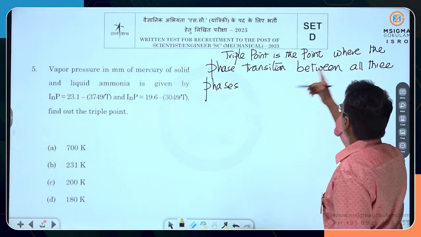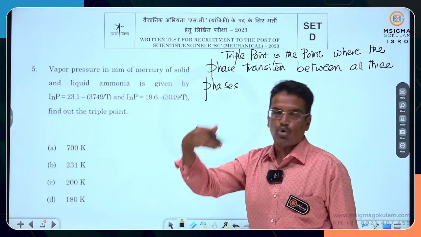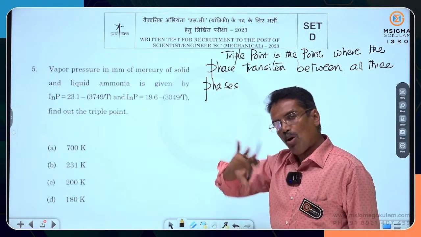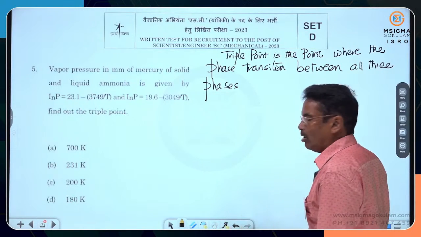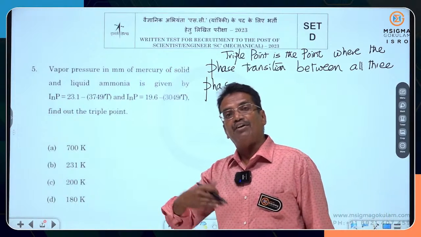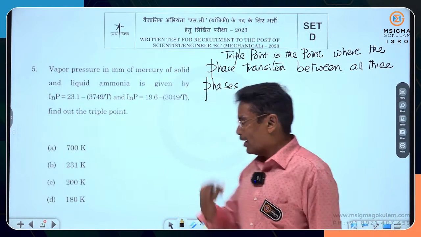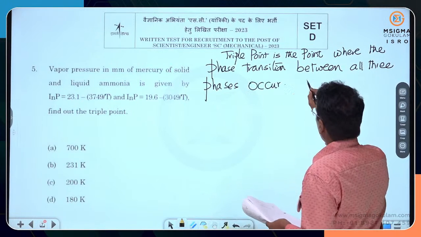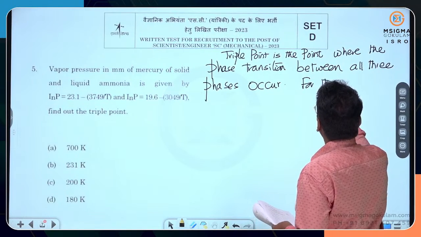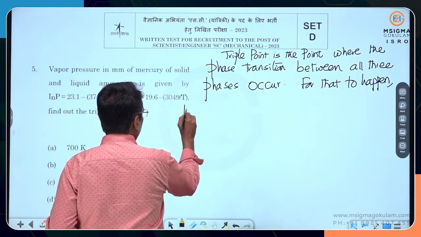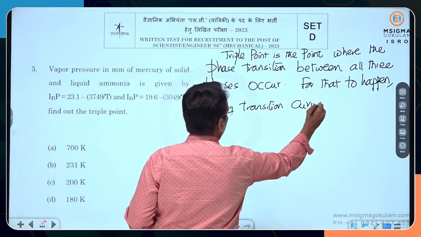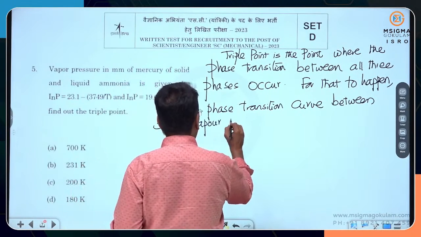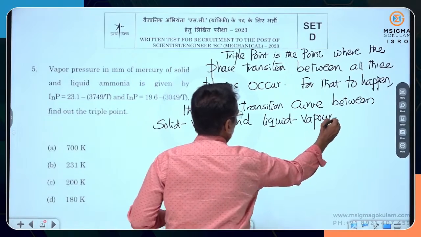Look at this, between the phases, that means a solid could become a liquid or a vapor, or a liquid could become a vapor as well as a solid. So, all the three phase transitions could happen at that point called the triple point. For that to happen, the phase transition curves between solid to vapor and liquid to vapor must coincide.